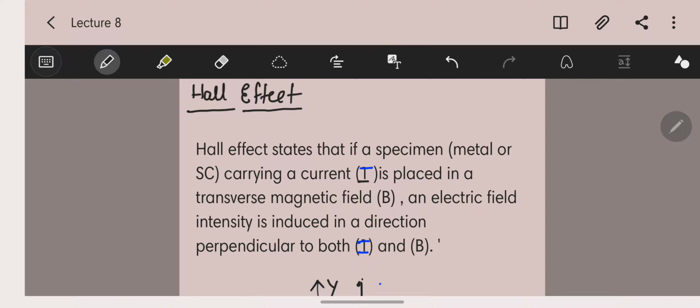effect. Now, the Hall effect states that if a specimen carrying a current I is placed in a transverse magnetic field B, an electric field is induced in a direction perpendicular to both I and B. Let me explore the statement. We have a specimen in which a current is flowing in some direction and it is placed in a magnetic field whose direction is transverse to the current direction. Then an electric field is going to be induced inside the semiconductor material, inside the specimen, and the direction of that electric field is perpendicular to both I and B.